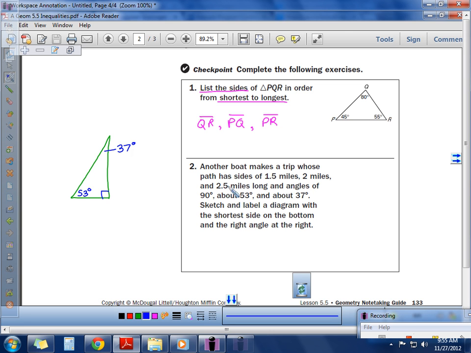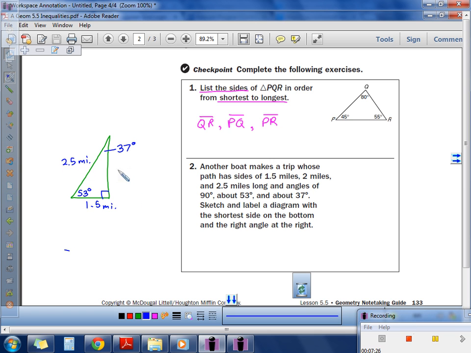We then have our side lengths. Which one of these is our smallest side or shortest side? The one on the bottom. So the one on the bottom is the shortest. Which number is shortest? 1.5 miles. Which one's the longest? 2.5, so that's our hypotenuse.